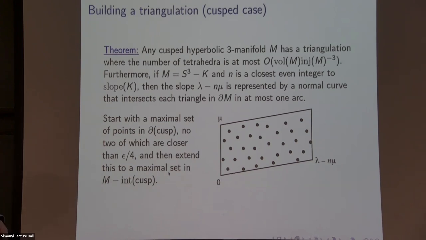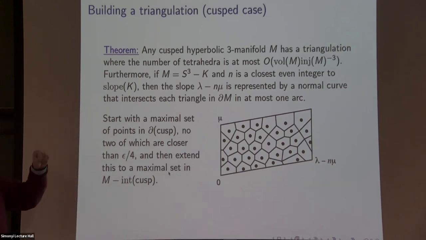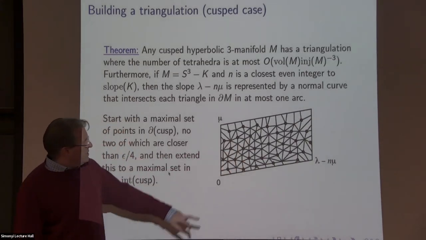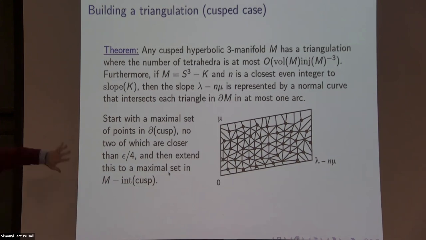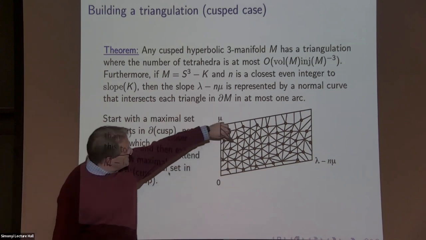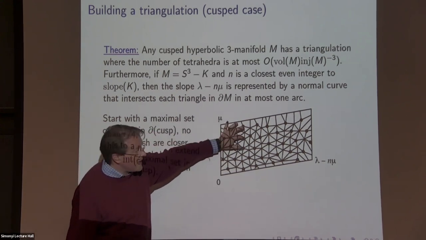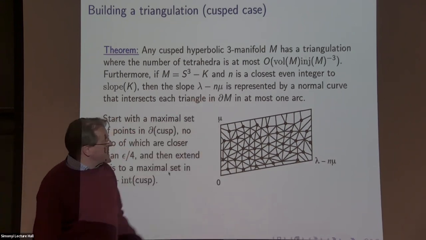So you form exactly the same construction as before. You form the associated Voronoi domain. In the boundary, it looks something like this. And then you triangulate by just coning off the two cells of the complex, and then the polyhedra. And in the boundary, you get something like this, where each of these little Euclidean polygons has been triangulated by coning off. Okay, so we've triangulated the boundary of our manifold, and these little Euclidean triangles, we've got an upper bound on their edge lengths, at most say epsilon over two. So now what we want to do is find a normal representative for this slope lambda minus n mu.